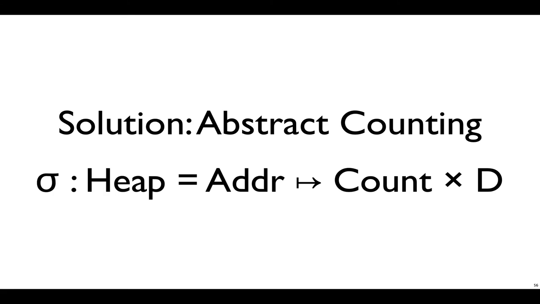The solution to the aliasing problem that we build on is abstract counting. The abstract counting technique maintains a count of the number of concrete entities that a given abstract entity represents. When embedded in an operational framework, abstract counting is manifest as an enriched heap, which maps addresses not only to denotable values d, but also to a count of the number of concrete entities represented by that abstract allocation.